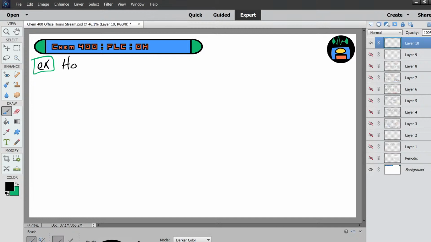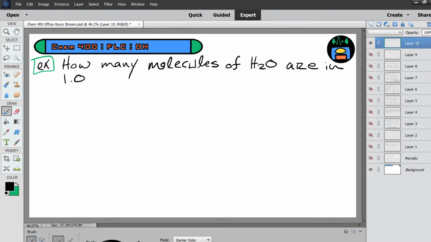But here's the question. How many molecules of water are in 1.00 mL? And we are given the density of water is equal to 1.008 grams per milliliter. All right.